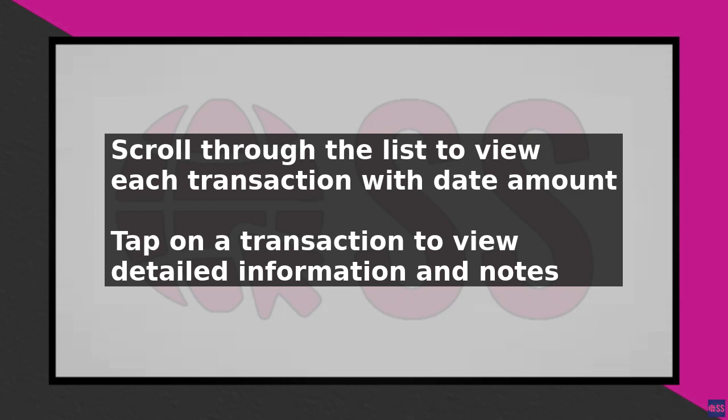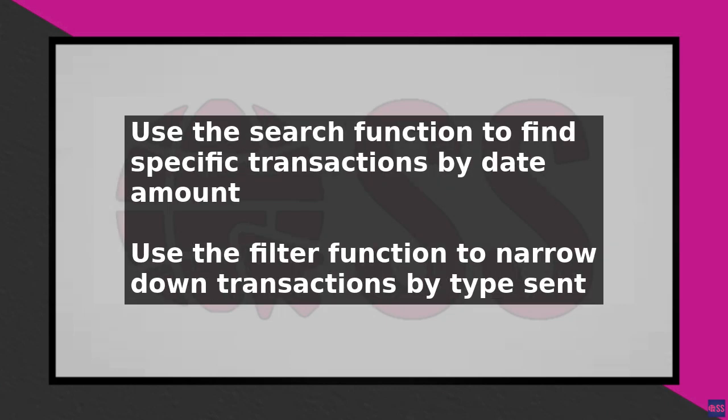If you need to view older transactions, you can use the search function at the top of the Activity tab to search for specific transactions by date or amount. You can also use the filter function to narrow down the list of transactions by type, such as payments sent or received.